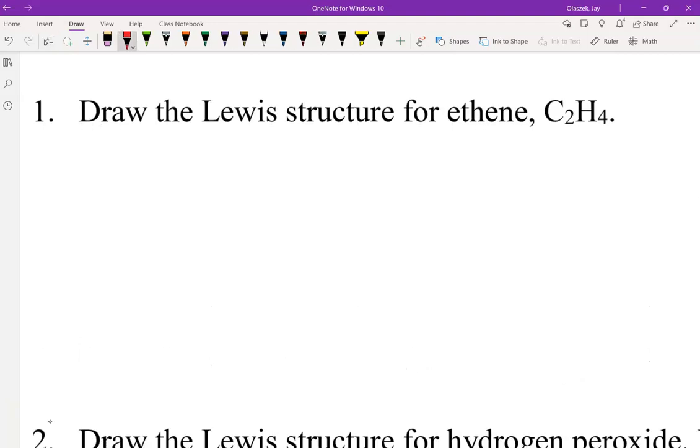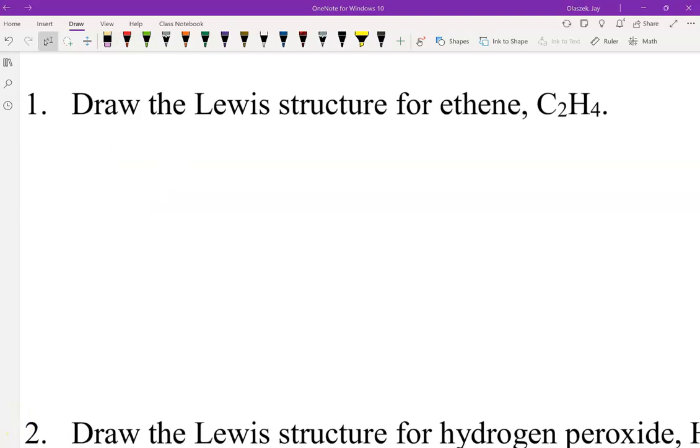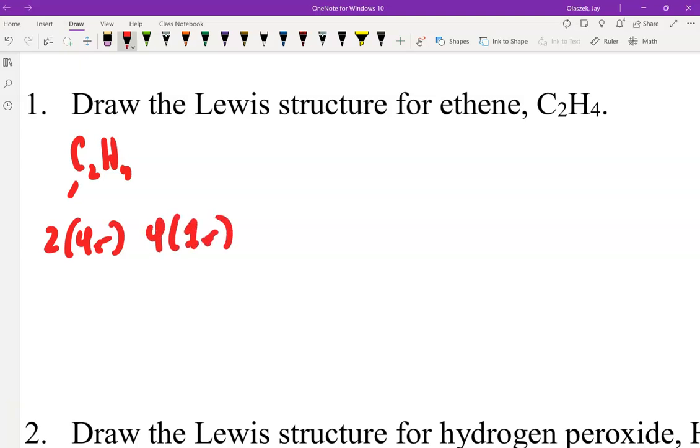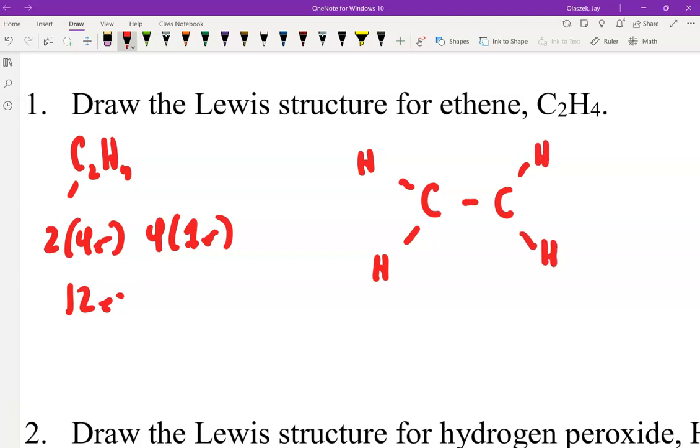So, methane looks like this. Hang on just a second. Sorry, we had a glitch. C2H4. That means 2 carbons, each with 4 electrons, 4 hydrogens, each with 1. That means 8 from the carbon and 4 from the hydrogens is 12 electrons. I'm going to put the carbons in the middle. It doesn't make sense to put the hydrogens in the middle because we can only bond one thing to hydrogens because they can only hold 2.